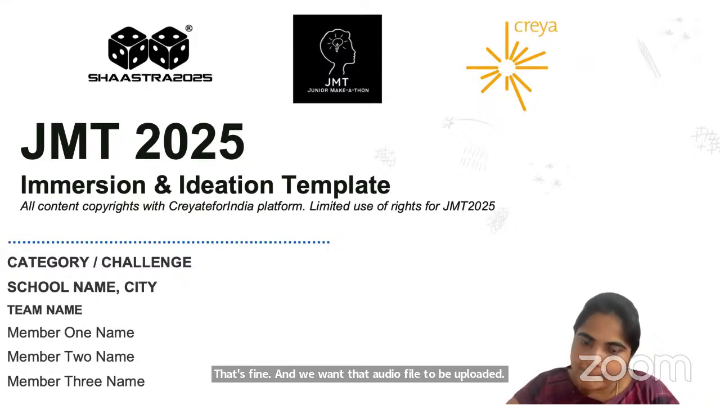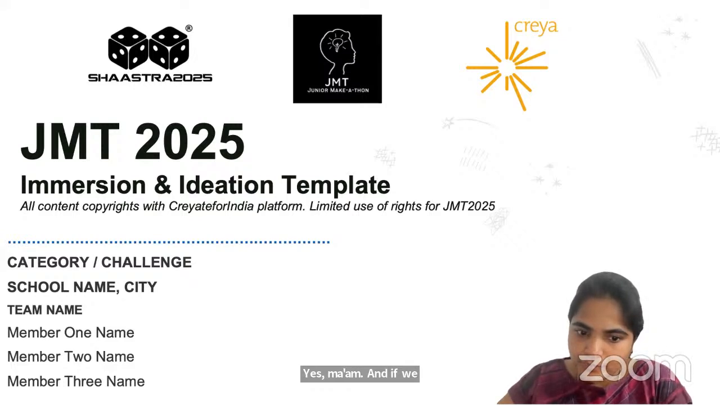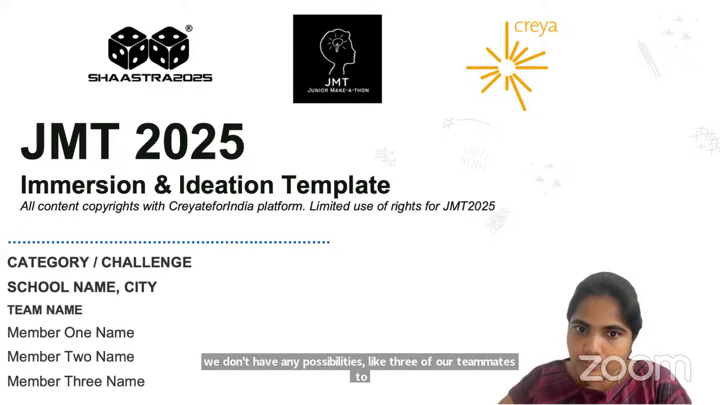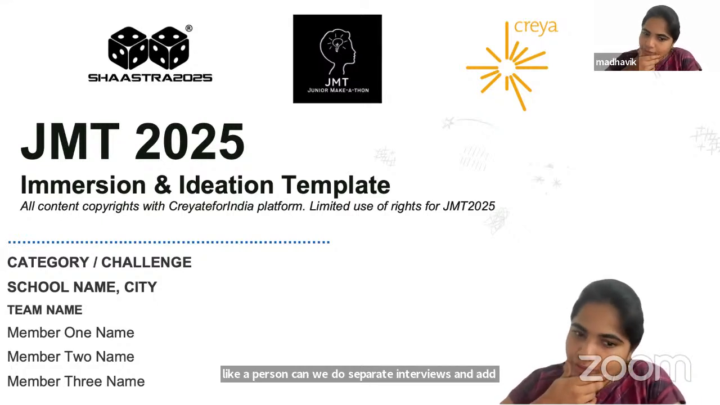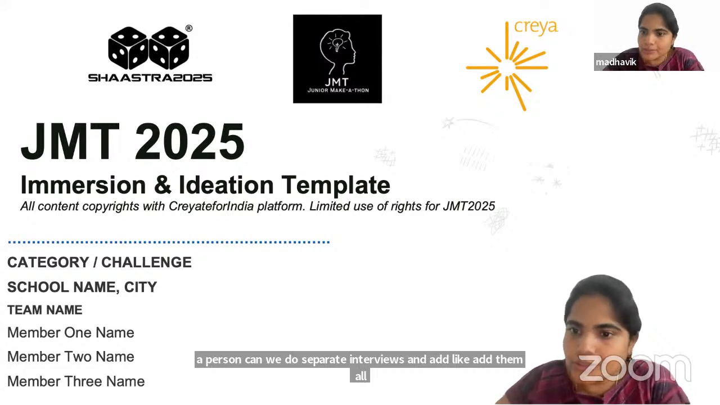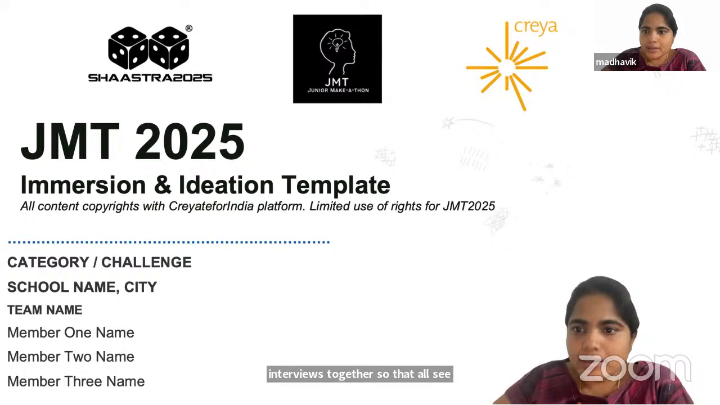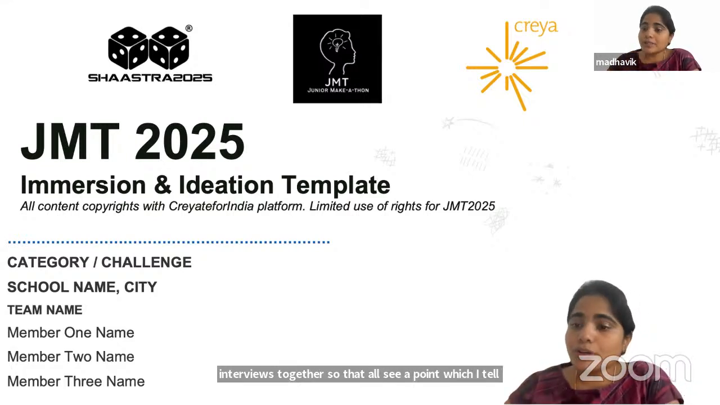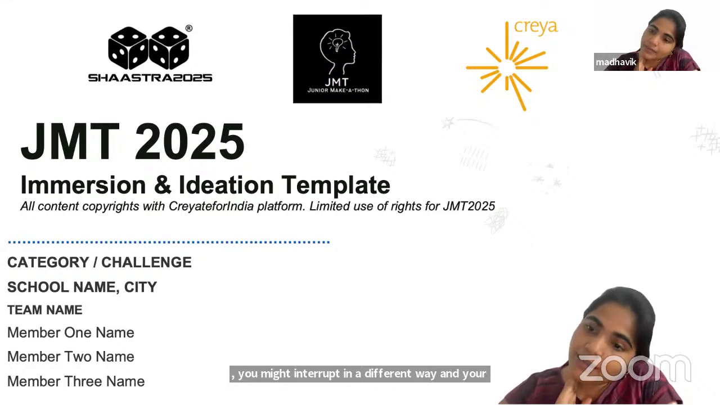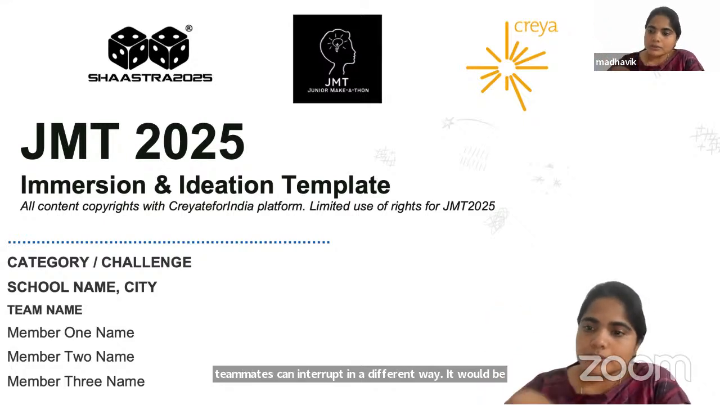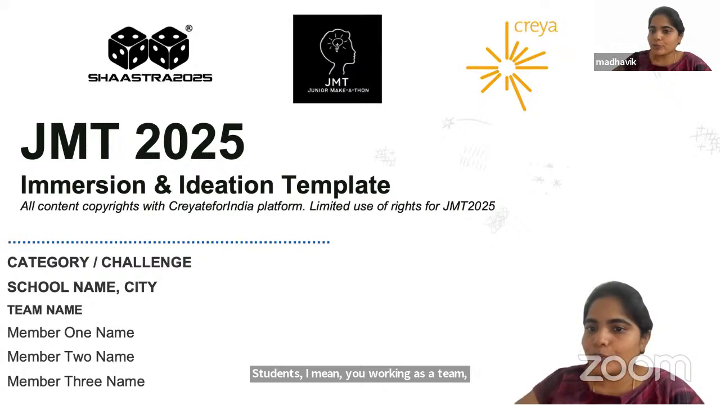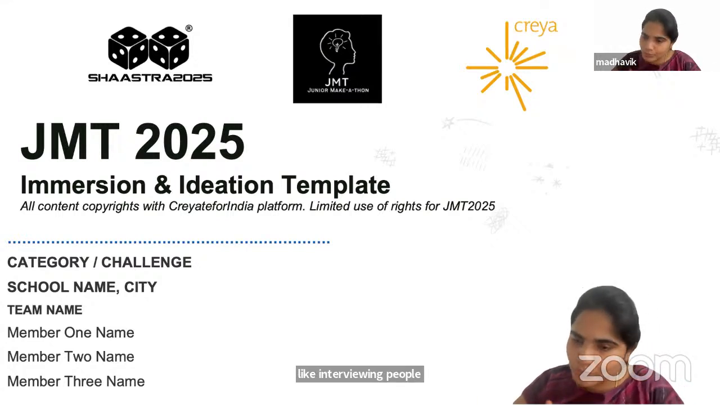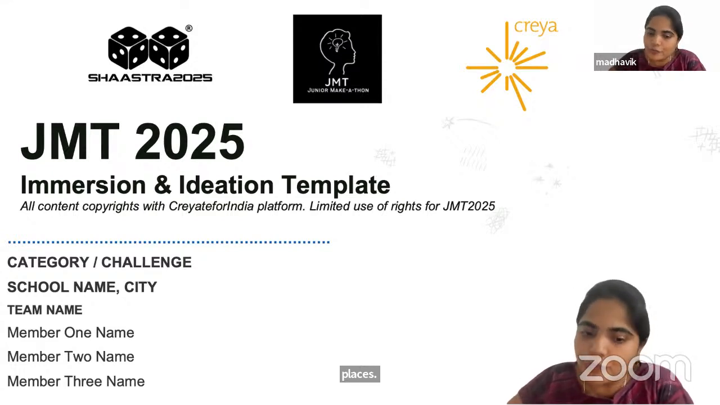If three of our teammates work on the same person, can we do separate interviews and add them all? It would be good if all three of you do the interviews together, so that a point which I interpret in one way, your teammates can interpret in a different way. It would be better, and this is a team activity. We would prefer you working as a team and interviewing people as a team, from different places. All three of you can travel to that place in your city and interview them.